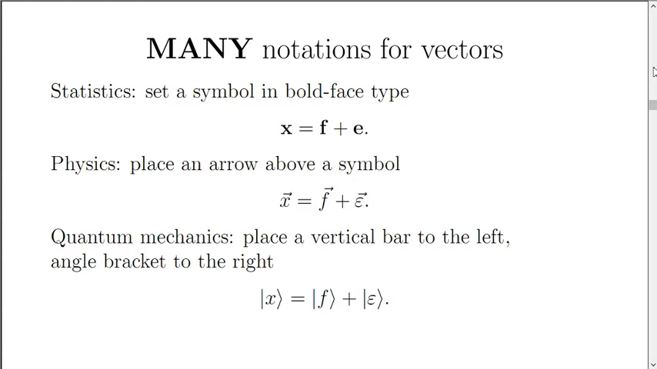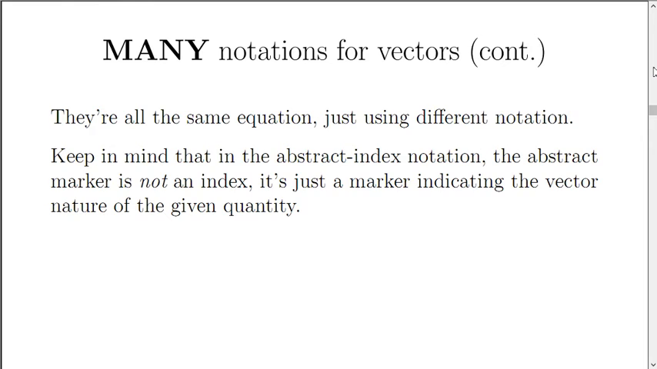So if I wrote x equals f plus e, that means the vector x is equal to the vector f plus the vector e. In physics, it's more common to put an arrow above a symbol to indicate that it's a vector. And here is the same equation in that notation. In quantum mechanics, you might put a vertical bar to the left and an angle bracket to the right and indicate vectors that way. Although things are a little different in quantum mechanics because they're generally complex valued quantities. So they're all the same equation. They're just using different notation.